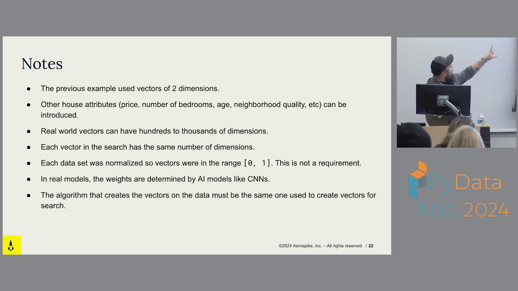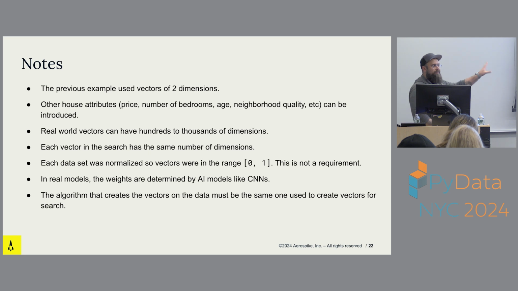So, like I said, real vectors, potentially hundreds of thousands of dimensions. Each vector in the search has the same number of dimensions. So with a vector database, you're going to generate an index. You're going to create your vector index on which you'll be doing this search, and the dimensions that you use, I can't have one have 5 and the other have 3, right?